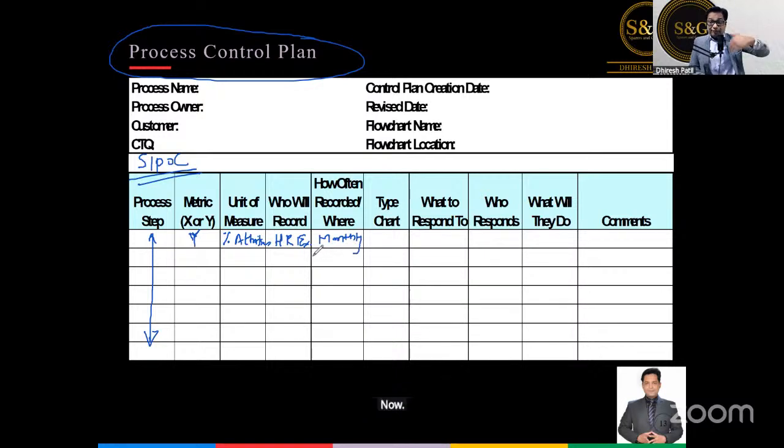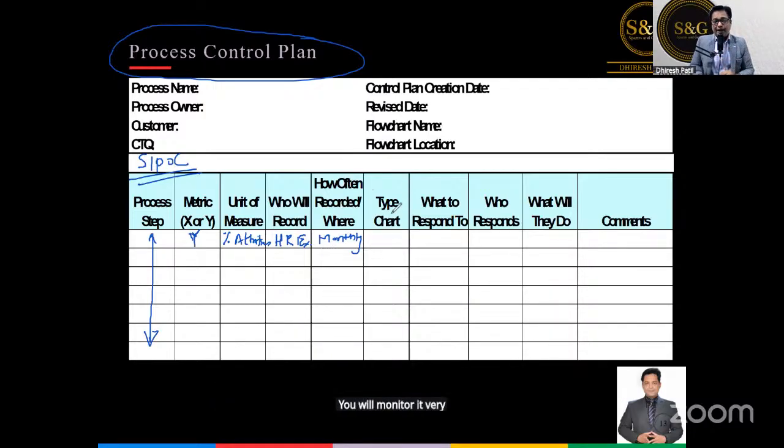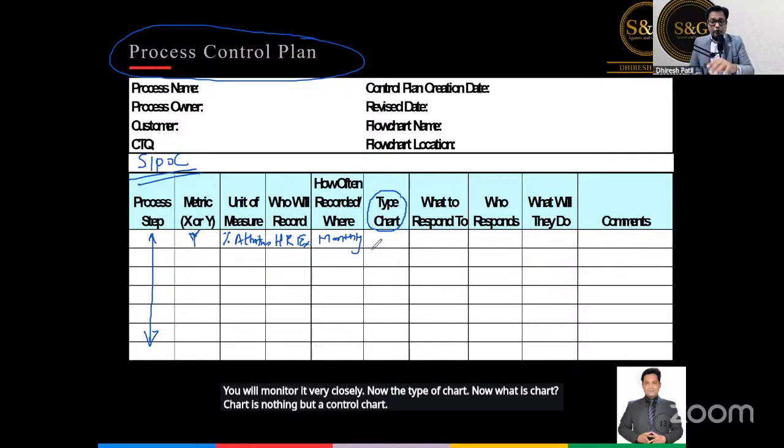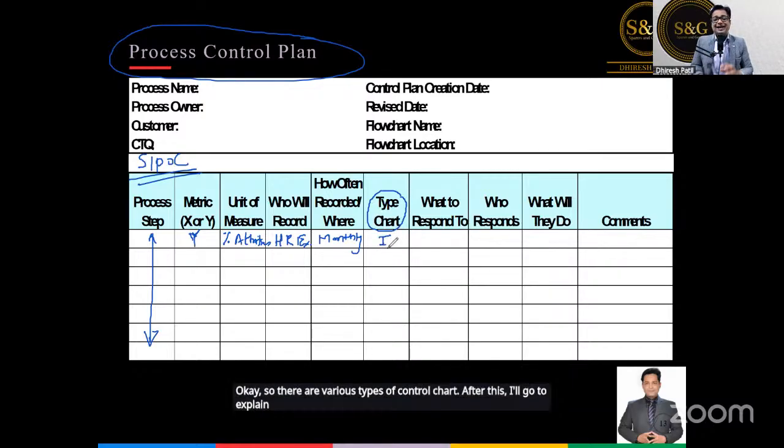Now this is after you have done the project. Understand this. You have done the project on attrition. You have brought down the attrition percentage. Now you will monitor it very closely. Now the type of chart. What is the chart? The chart is nothing but a control chart. There are various types of control charts, which I'll explain after this. Let's say the I chart is one of the control charts. Yesterday also we saw the I chart.